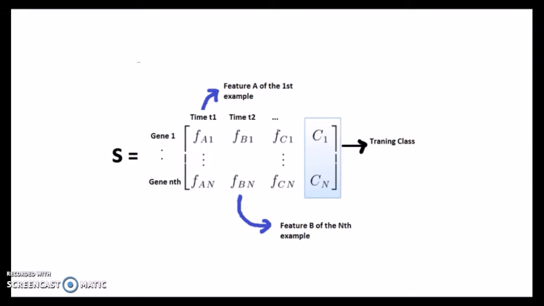Now we have the data in the form of a matrix. As shown in the figure, each column is a feature of the example data. In our case, as we are considering a time series dataset of yeast, these features are the levels of gene expression taken at time t. We have taken data of 6178 genes at different times.